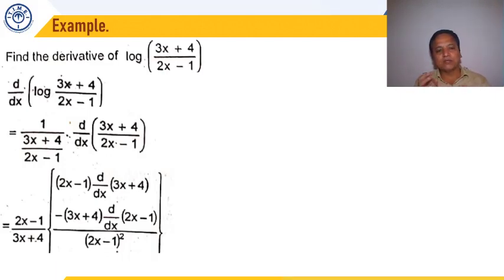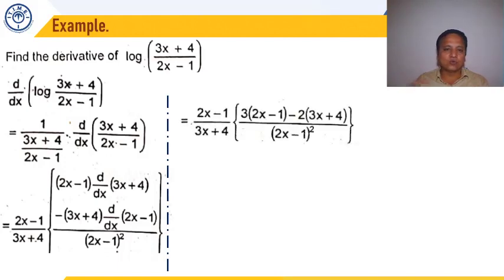So 2x minus 1 into differentiation of 3x plus 4 is 3, minus 3x plus 4 into differentiation of 2x minus 1 is 2. So we get the result as 2x minus 1 upon 3x plus 4 outside. In the bracket we got 3 into 2x minus 1 minus 2 into 3x plus 4. If we carefully observe, the coefficient of x, 3 into 2x is 6x, minus 2 into 3x is again minus 6x. This will cancel out. Minus 3 and minus 8 becomes minus 11.